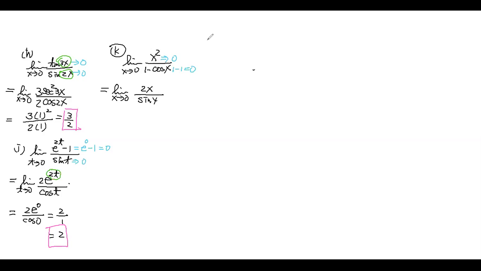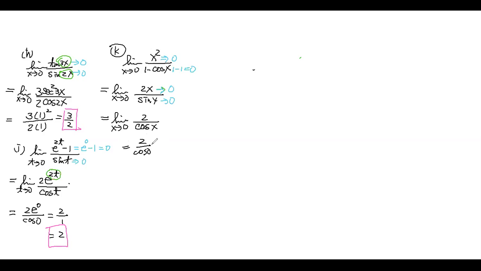Now let's see what happened. When x equals 0, this is still equal to what? It's 0, sine x equals 0. So it's 0 over 0 again. So you need to use L'Hopital's rule one more time. The derivative of 2x will be 2 here, right? And the derivative of sine x is what? It's cosine x, right? Now when you put in x equal to 0, it will be 2 over cosine 0.